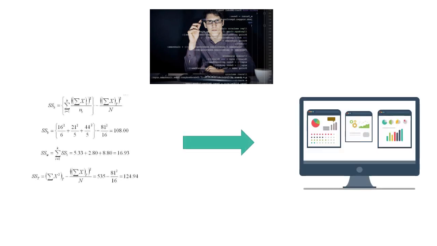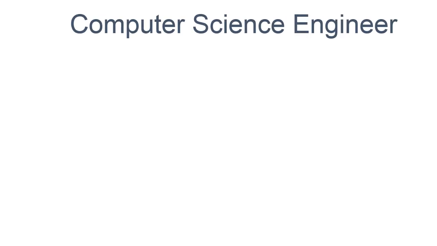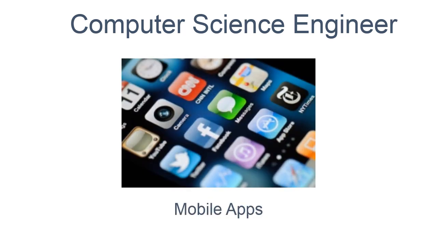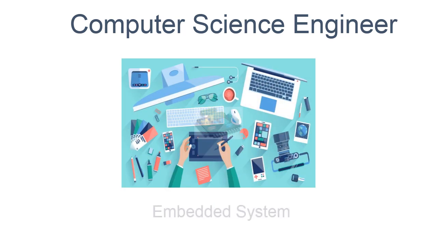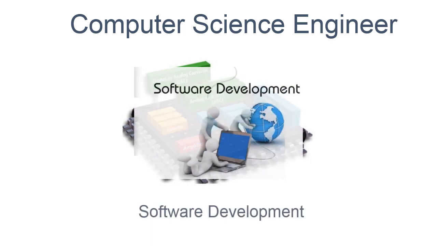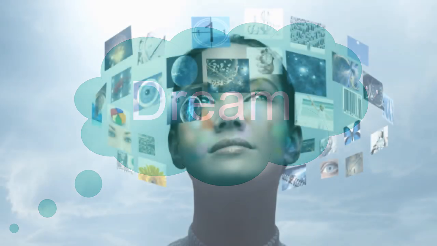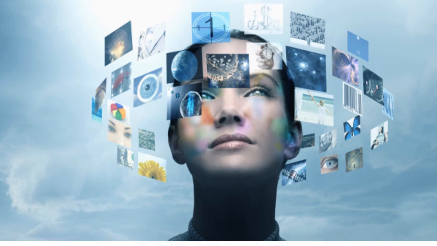It gives them the ability to think and make your work easier and faster. A computer scientist specializes in the theory of computation and design of computational systems. As a computer science engineer, you can work in database management, information technology, web design, mobile apps, gaming and graphic design industries, also in embedded and telecommunications fields, software development, and even in computer hardware and software implementations. If you want to convert your dream into virtual reality, computer science engineering is for you.